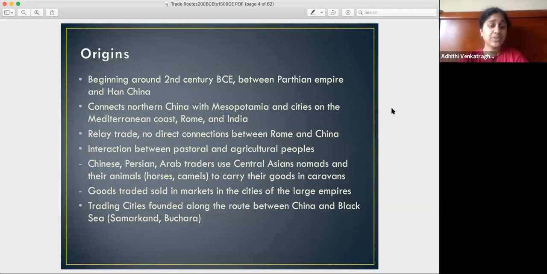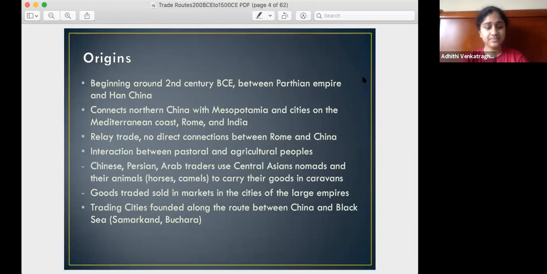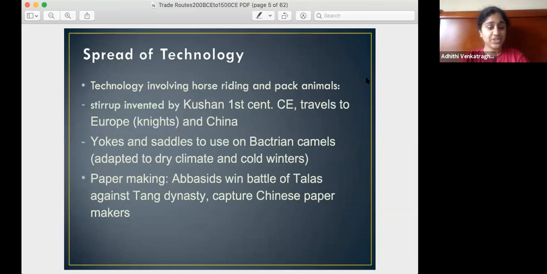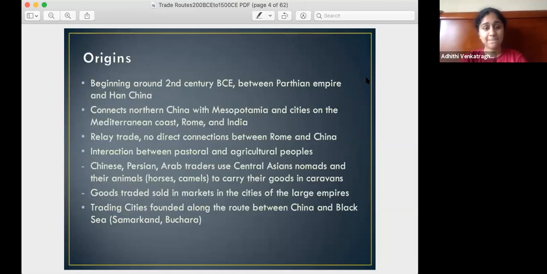So relay trade, which meant no direct connections between Rome and China, and interaction between pastoral and agricultural peoples. The Chinese, Persian, and Arab traders used Central Asian nomads and their animals, like horses and camels, to carry their goods in caravans. Goods were traded and sold in markets in the cities of the large empires and trading cities founded along the route between China and the Black Sea, which included cities like Samarkand and Bukhara.